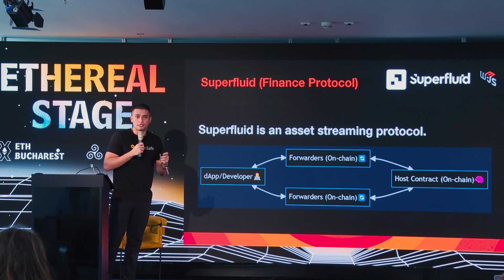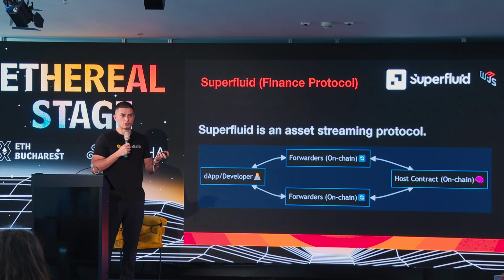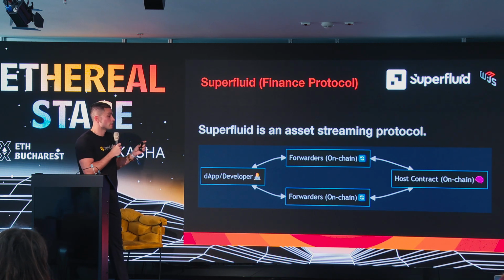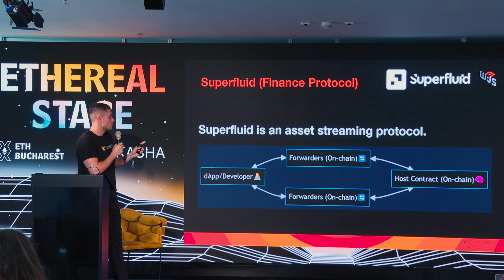The second example is Superfluid. Superfluid is an asset streaming protocol that enables real-time crypto transfers. If you are a developer and you want to build using Superfluid, you need to talk to the forwarders, which are on chain. After that, the forwarders will redirect the call to the host contract.